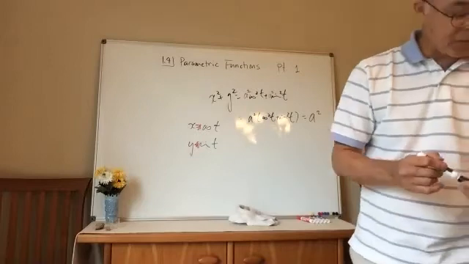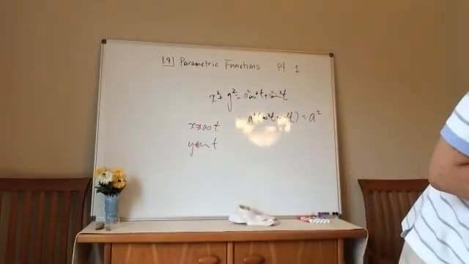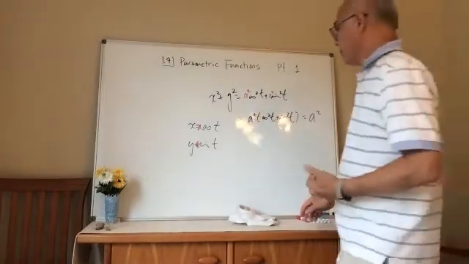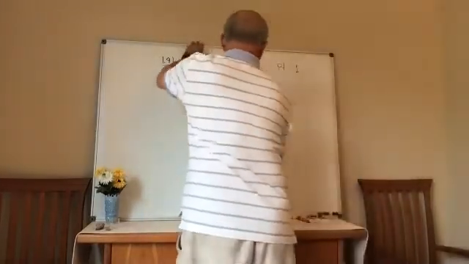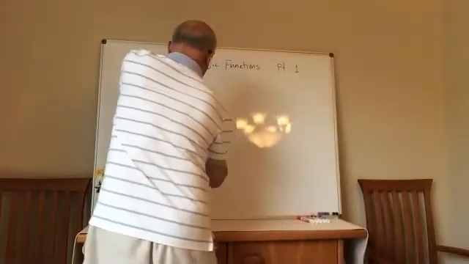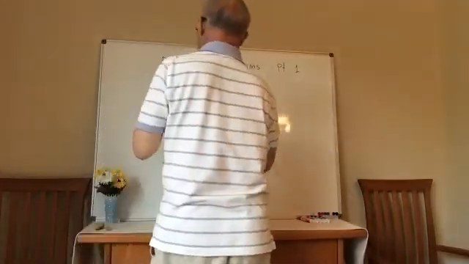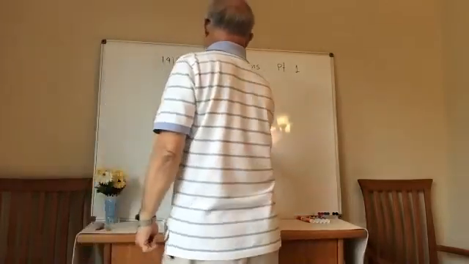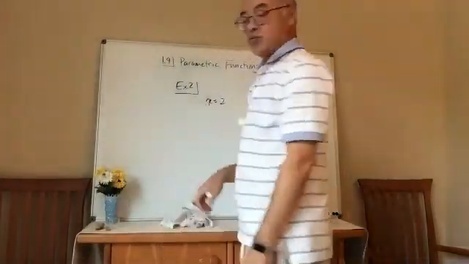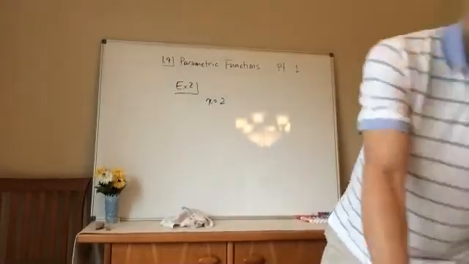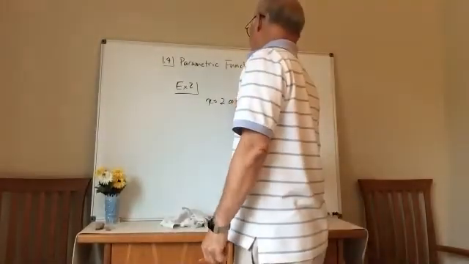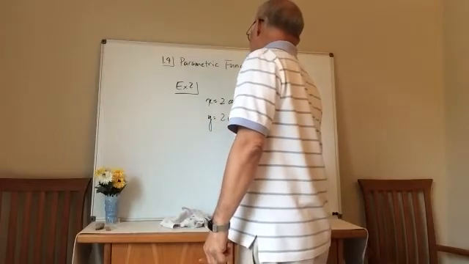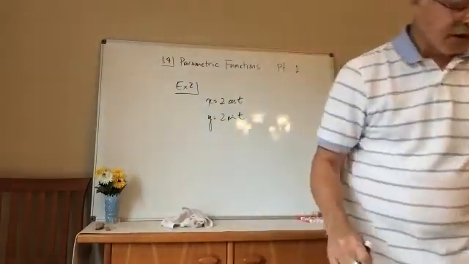So let's look at example number 2, graphing a circle. Describe the graph of the relation determined by, in your example number 2, you have x is equal to 2 cosine t, y is equal to 2 sine t, right?